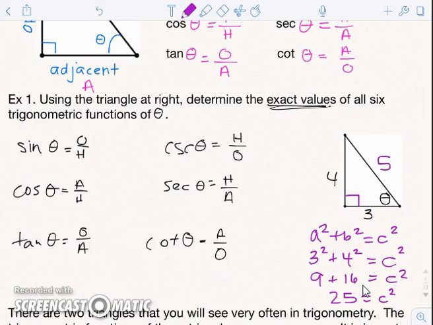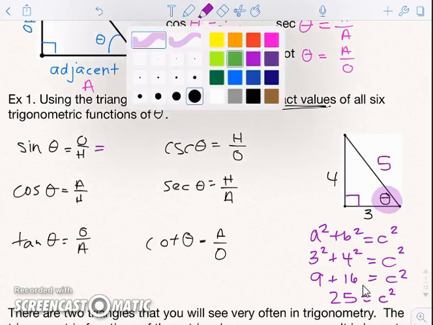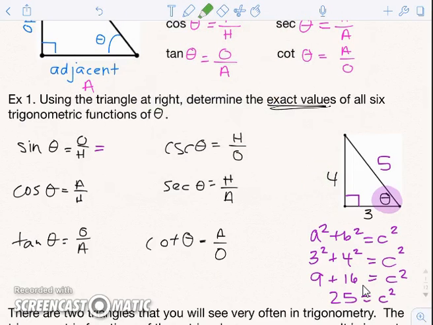Therefore, sine of theta is equal to the opposite over the hypotenuse. If this is theta, then this side must be the opposite. This is the opposite, this is my adjacent, and this is my hypotenuse. So the opposite over the hypotenuse gives me 4 over 5. The adjacent over the hypotenuse gives me 3 over 5. And the opposite, which is 4, over the adjacent, which is 3, is tangent of theta. I go the other way.